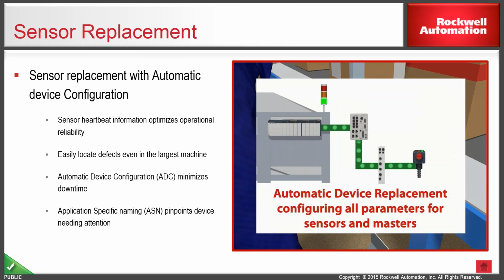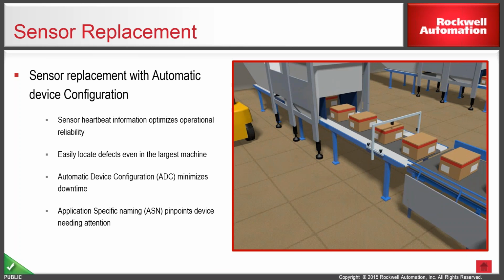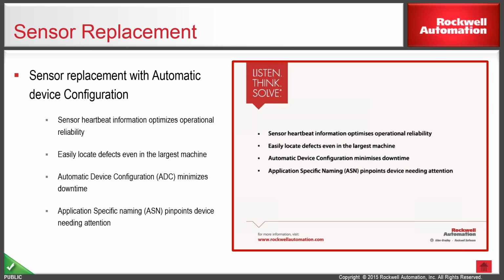After physical installation of the new smart sensor, the automatic device configuration function downloads all sensor parameters to the new sensor in milliseconds. The warning alarm on the mobile device is reset and no further alarms are present, allowing production to continue uninterrupted. The smart sensor automatic device configuration function helps minimize installation time and increase equipment uptime.